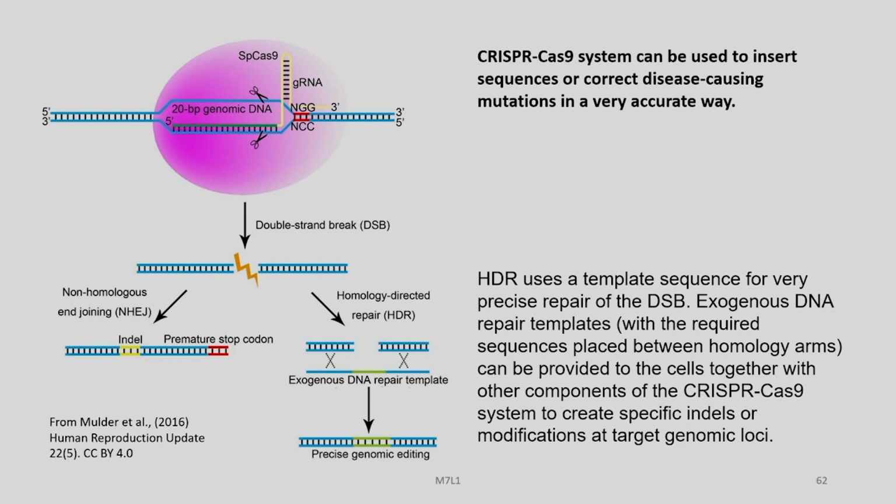The CRISPR-Cas9 system can be used to insert sequences or correct disease causing mutations in a very accurate way. HDR uses a template sequence for very precise repair of the DSB. Exogenous DNA repair templates with the required sequences placed between homology arms can be provided to the cells together with other components of the CRISPR-Cas9 system to create specific indels or modifications at the target genomic loci.